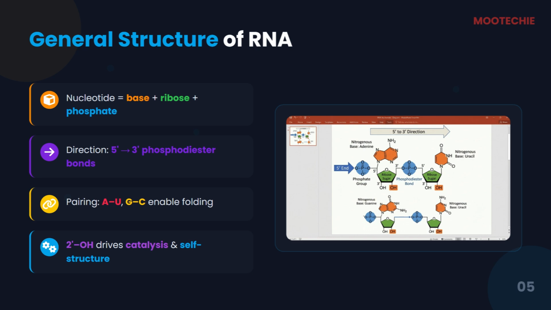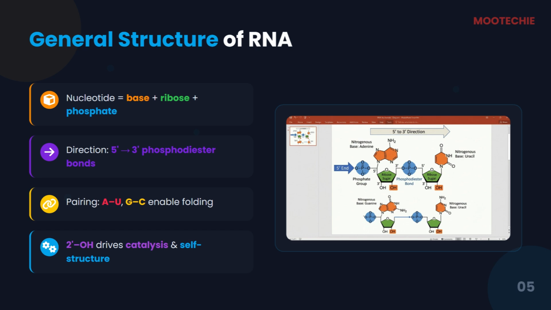Let us now look at the general structure of RNA in a bit more detail. The fundamental unit is a nucleotide, which consists of a nitrogenous base plus a ribose sugar plus a phosphate group. This slide has a helpful diagram. It shows a chain of 2 nucleotides linked together. We can see the direction of the chain is labeled 5' to 3', which is the direction it is built. The bonds connecting them are called phosphodiester bonds.